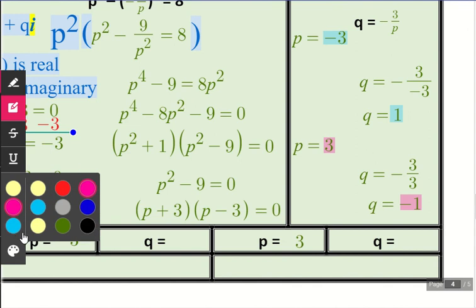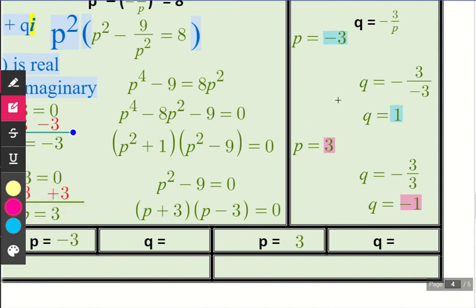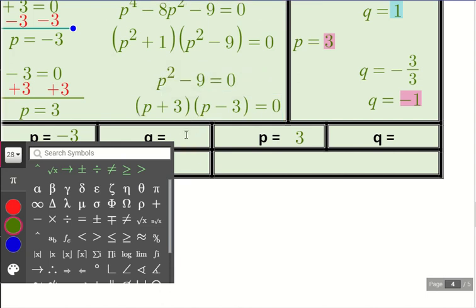So when I put my answer in down here, notice that negative 3 goes with a positive 1. This is an ordered pair. That negative 3 has to be with this output because when I put p in, this is what I get for q. So q equals 1. Now when p is positive 3, q equals negative 1. And that's how we solve.